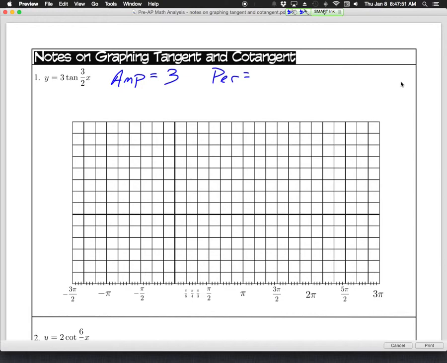What did we do to get the period for the other 4? 2 pi over b. With tangent and cotangent, we're just going to use pi. Does anybody know why we'd use pi with tangent and cotangent, but with the other 4 we would use 2 pi?